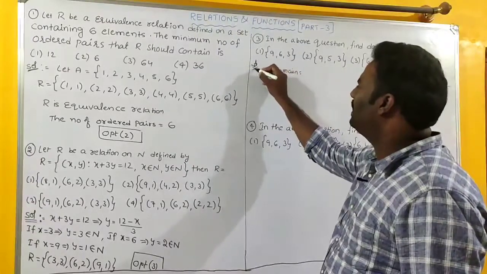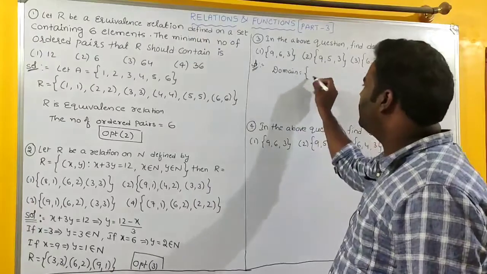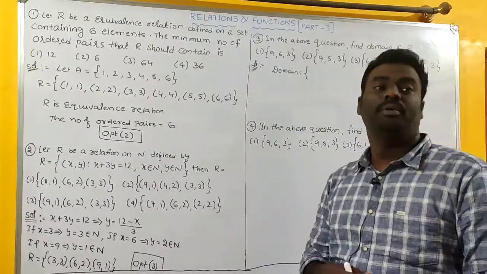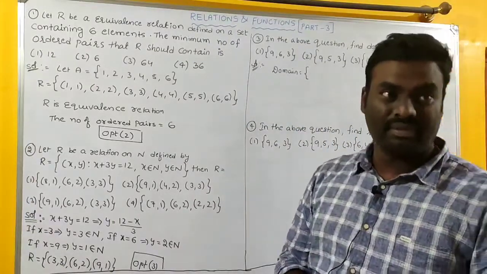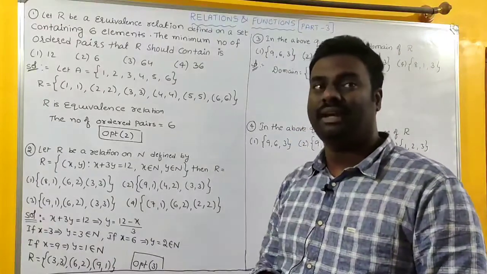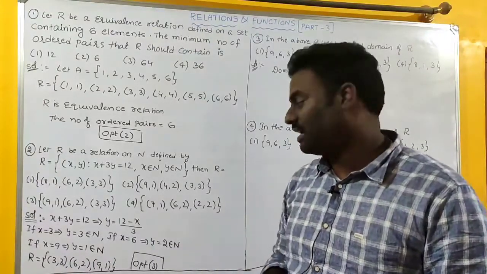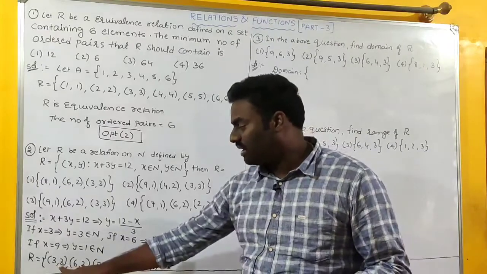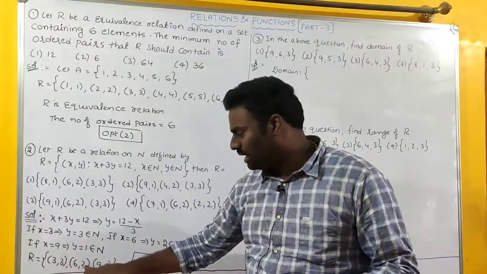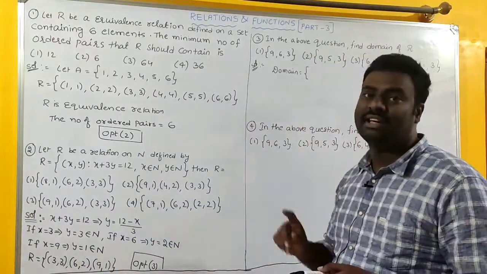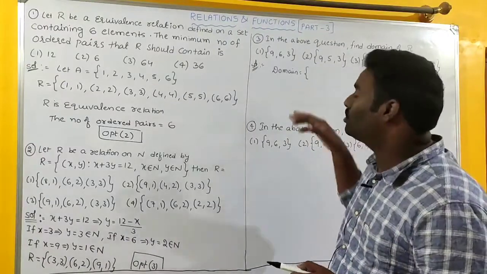What is meant by domain? The set of second components in the ordered pairs. In ordered pairs, you need to take the second values. What is the second value? 3 here, 2 here, 1 here. That is range. Sorry. But here we ask domain.